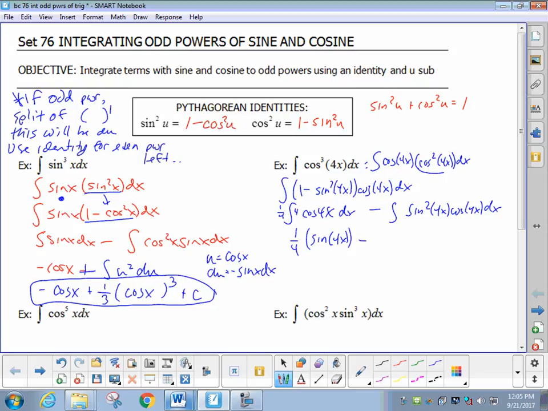This one is so hairy that I use sub. It's just too much for me. So I let u equal sine of 4x. Therefore, du is cosine of 4x times 4 dx. Yay?